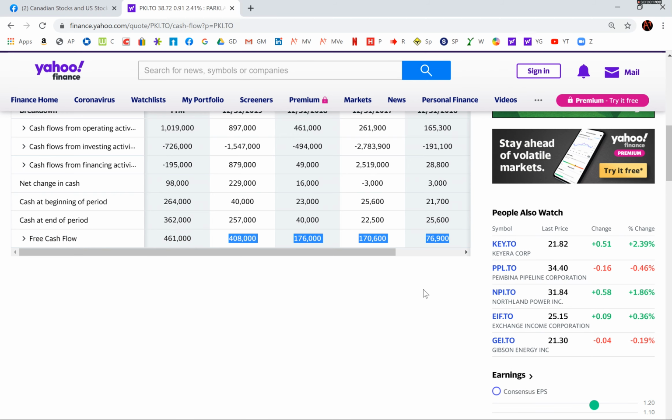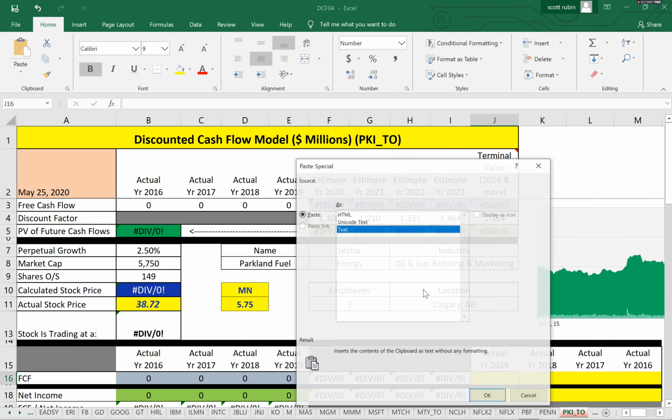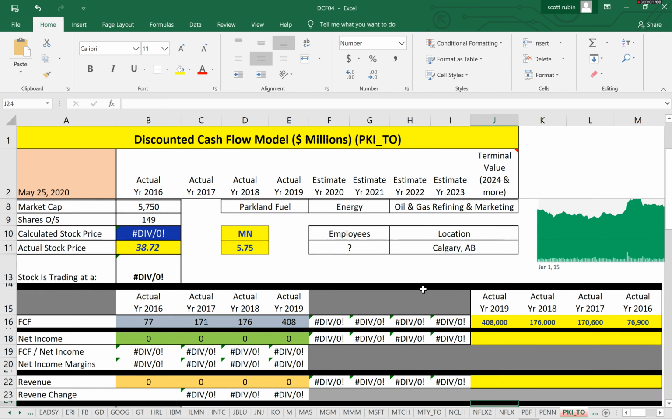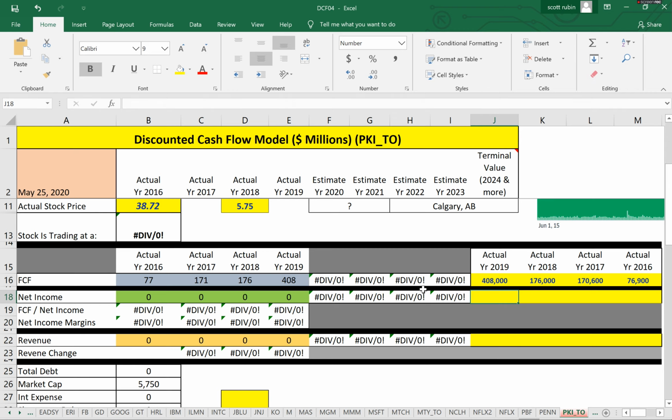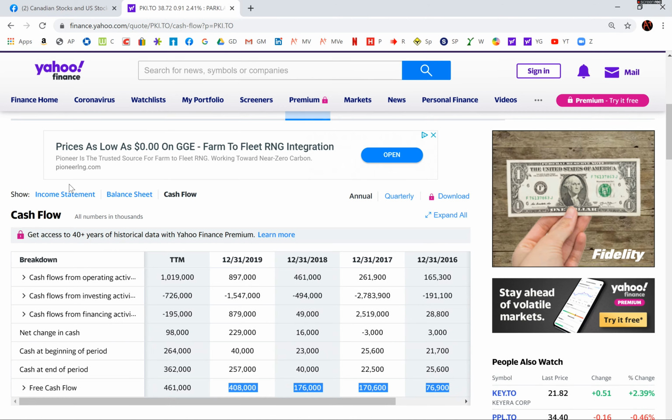So free cash flow is positive every year. That's a good sign. A lot of companies people ask me to value have negative free cash flow.